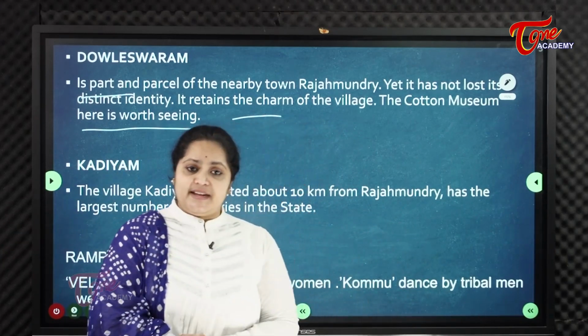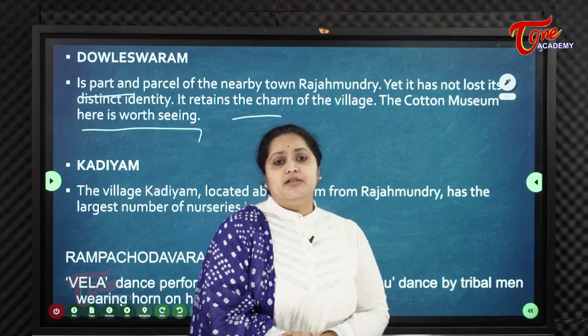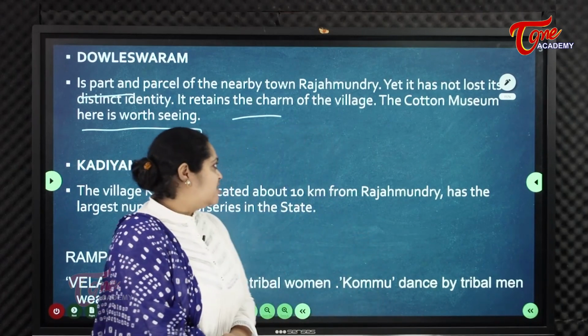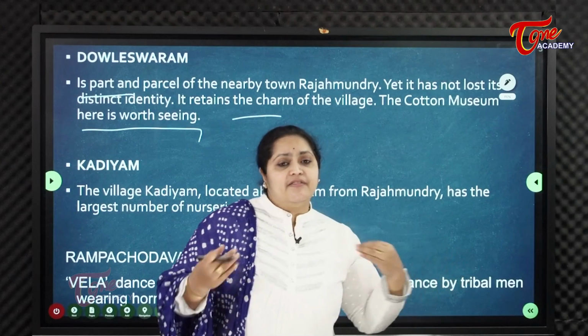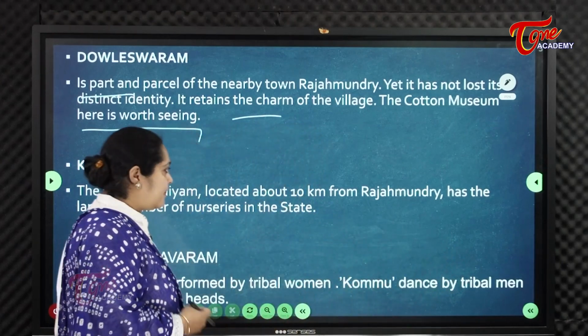It was constructed by Sir Arthur Cotton, a British general. Still there is a cotton museum at this Dhavaleshwaram barrage.